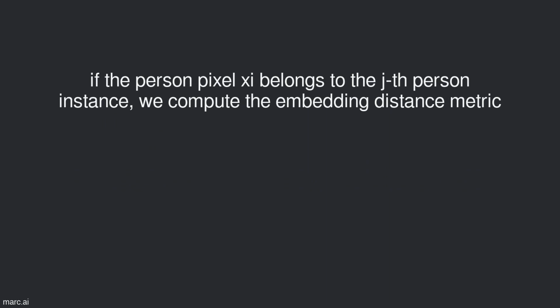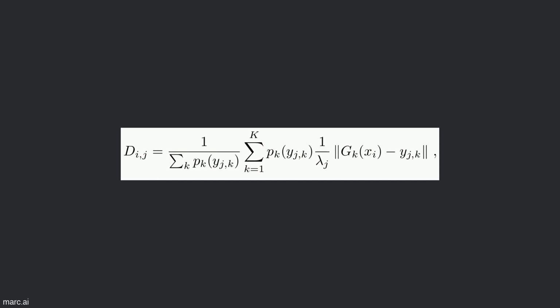embedding distance metric. Where yj,k is the position of the kth detected keypoint in the jth instance and pk(yj,k) is the probability that it is present. Weighing the errors by the keypoint presence probability allows us to discount discrepancies in the two shapes due to missing keypoints. Normalizing the errors by the detected instance scale λj allows us to compute a scale invariant metric. We set λj equal to the square root of the area of the bounding box tightly containing all detected keypoints of the jth person instance.